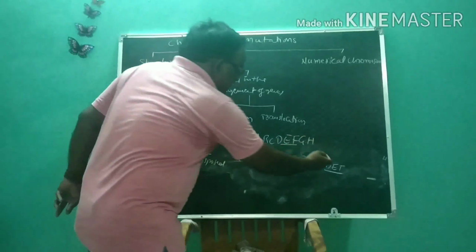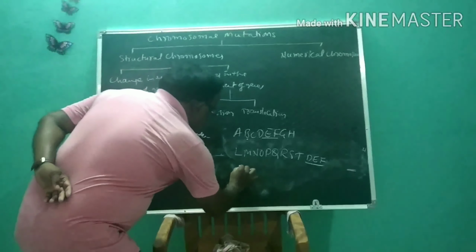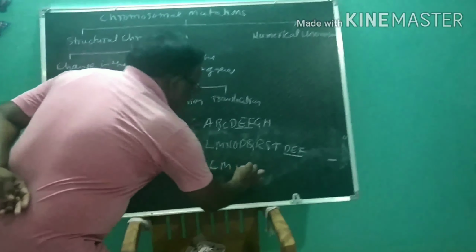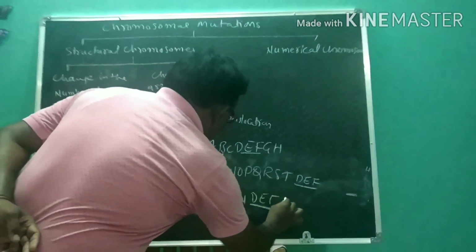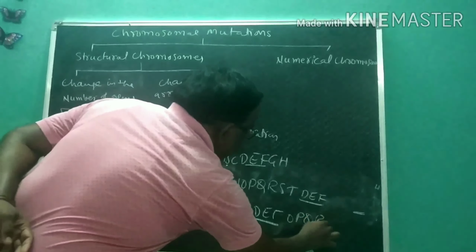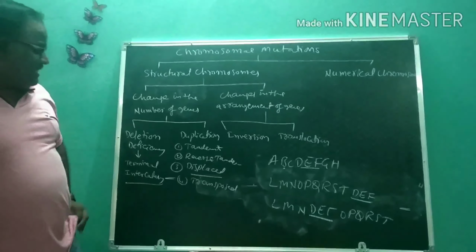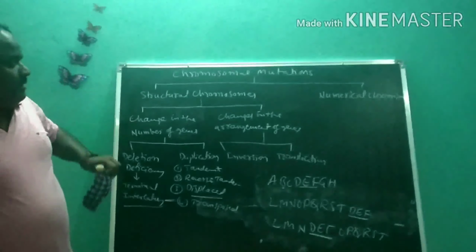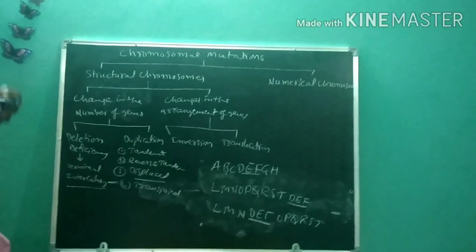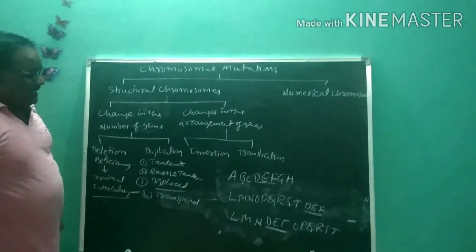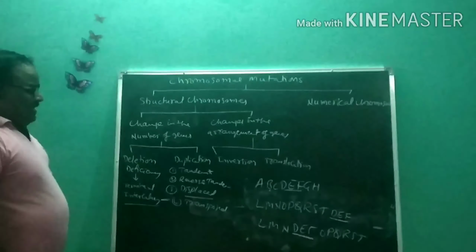At the same time, D, E, F in between: L, M, N, next D, E, F, afterwards O, P, Q, R, S, T. So it is in between. That is called interstitial or intercalary transport duplication. These are the complete duplications. Next I will explain the changes in the arrangement of genes.